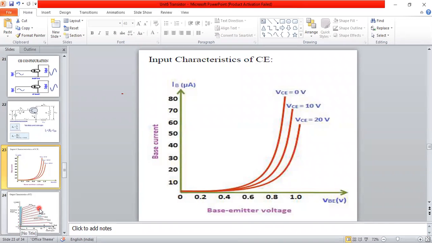Next we will go for the input resistance. How can we measure the input resistance? It is the ratio of change in base emitter voltage, this is the base emitter voltage, to the base current here now. R equal to V by I, yes or no? So VBE divided by I is the resistance we are going to call the input resistance.